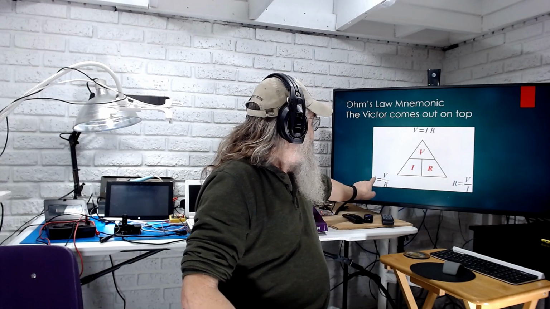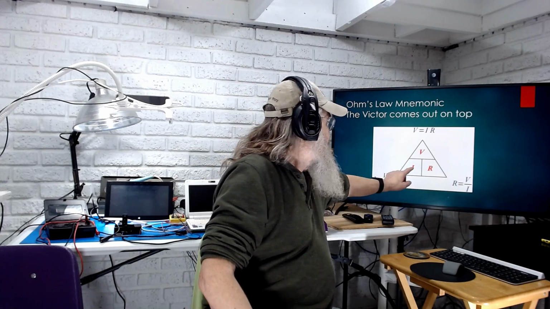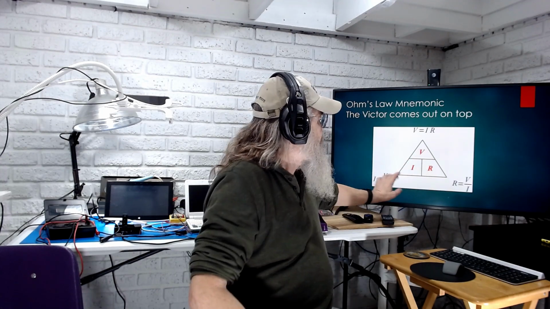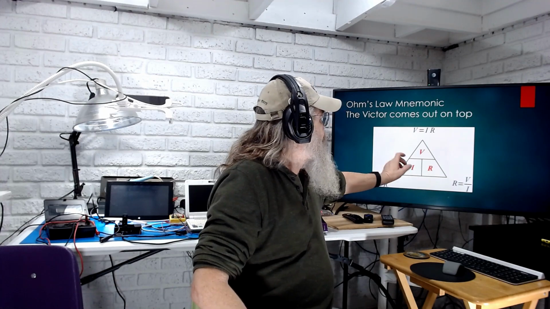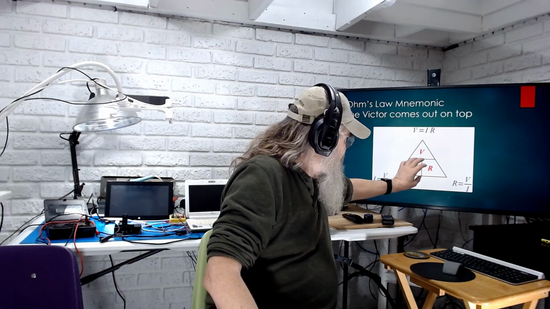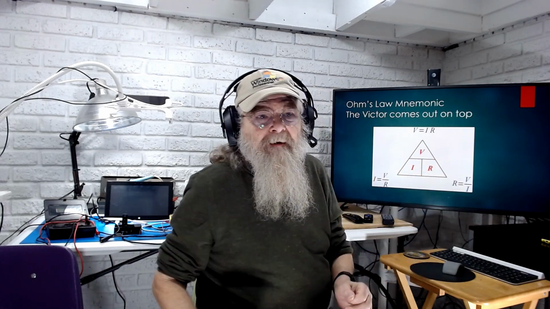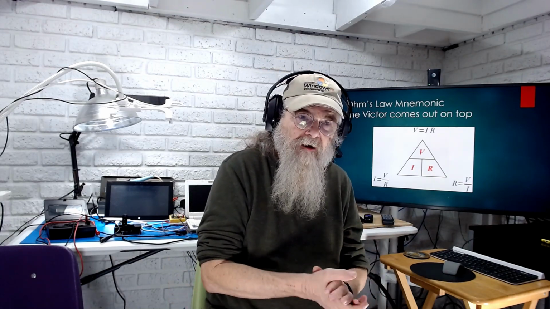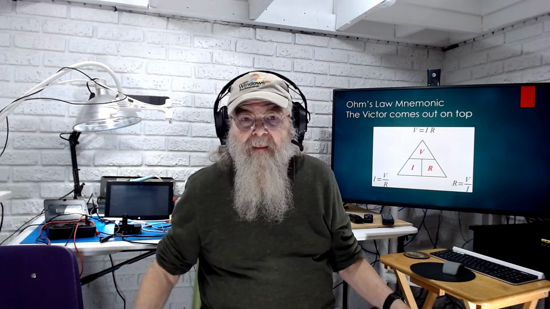Then if we look at I, I is equal to V over R. If we look at R, we see that R is equal to V over I. So this little triangle with the victor on top is a simple mnemonic to remember the construction of Ohm's law. That's the one I use.